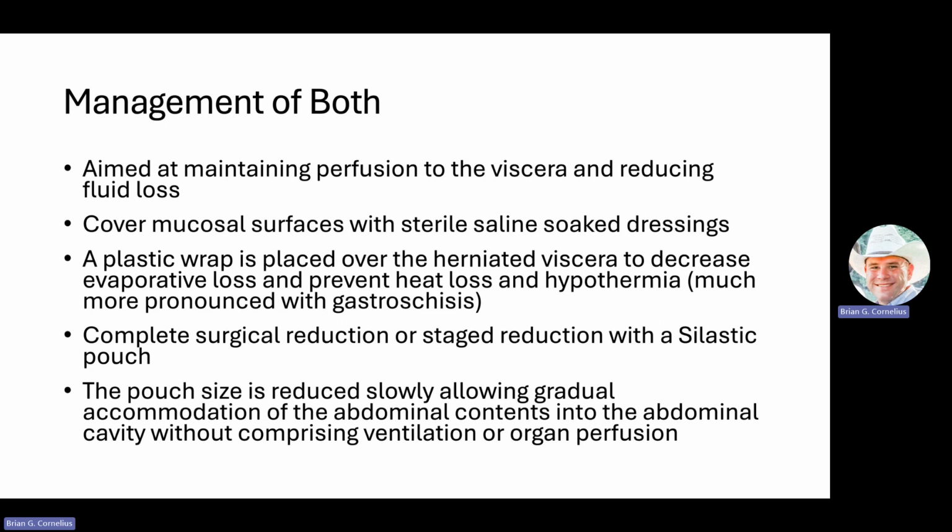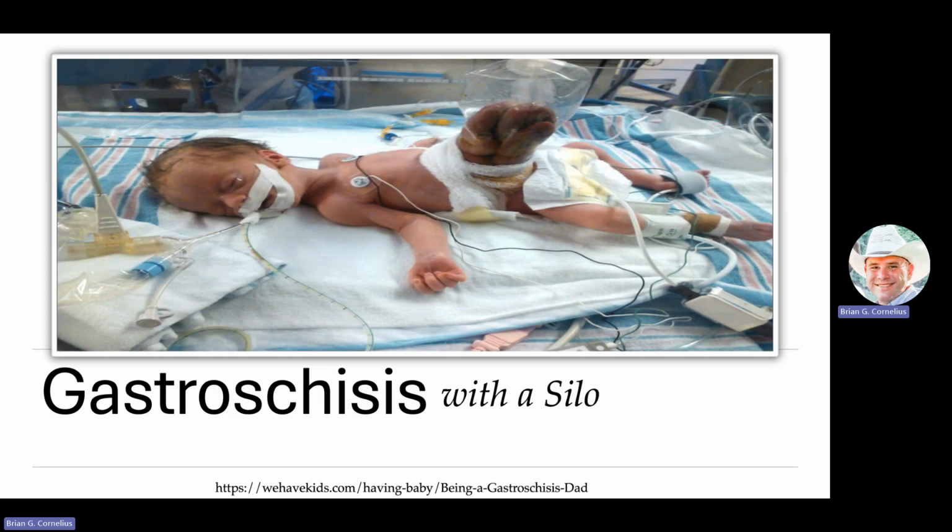And then ultimately, we're going to do a surgical repair. Or if the abdomen is unable to tolerate a one-time repair, you may do a staged repair with a silastic pouch. And all we do with that is just slowly reduce the pouch size, which encourages the intestinal contents to go back into the abdomen. And this is what that silastic pouch looks like. It's basically a very expensive plastic bag.